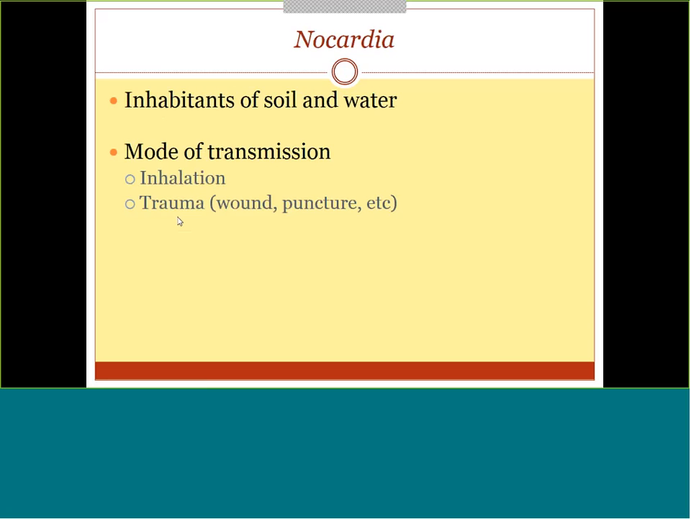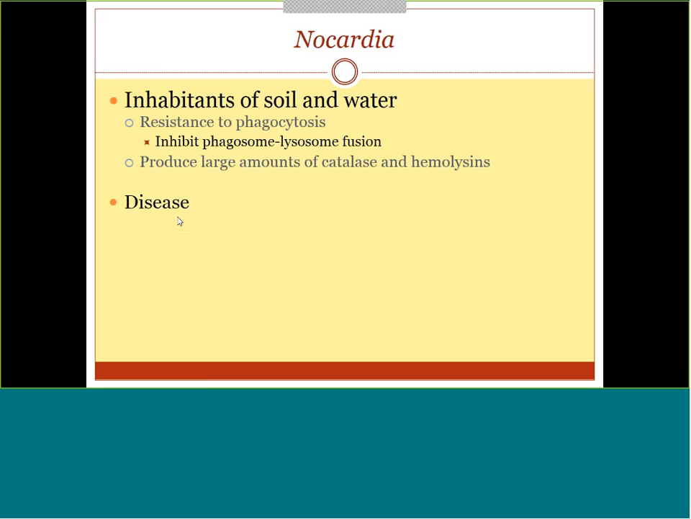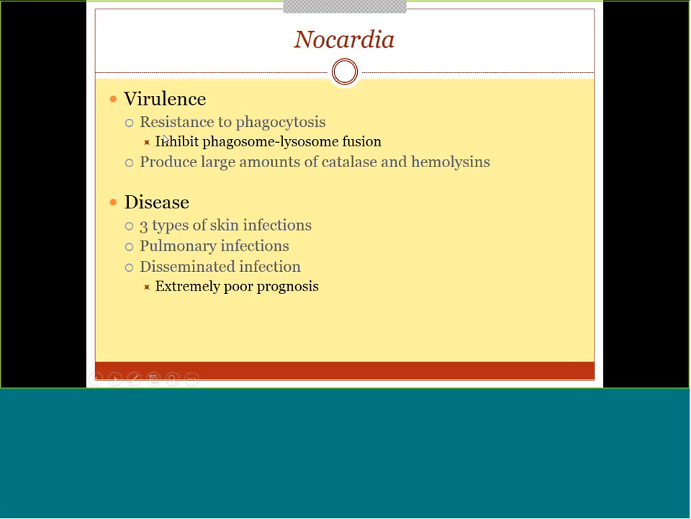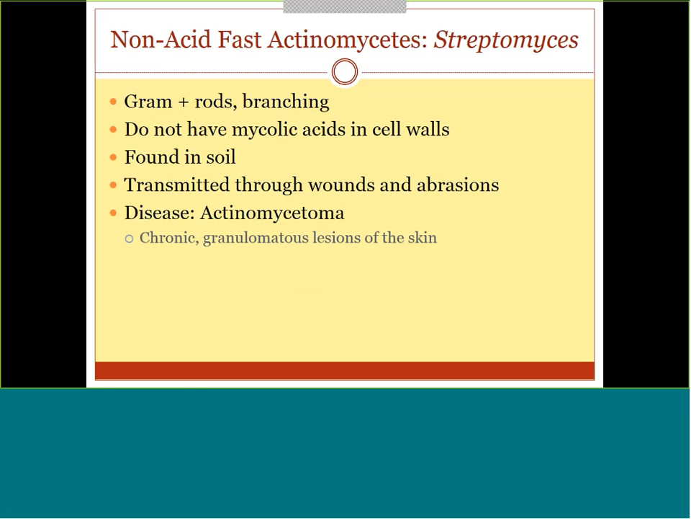You'll get it through either inhaling the bacteria, it doesn't produce spores, or getting it through a skin abrasion or something like that. It does have resistance to phagocytosis. It does produce different enzymes. It produces the catalase enzyme, that's why it's catalase positive, but it also produces different hemolysins. In the case of Nocardia, it causes either pulmonary infections or skin infections. And if it causes a disseminated infection, all over the body, that's where it gets to be a very poor prognosis for that patient.